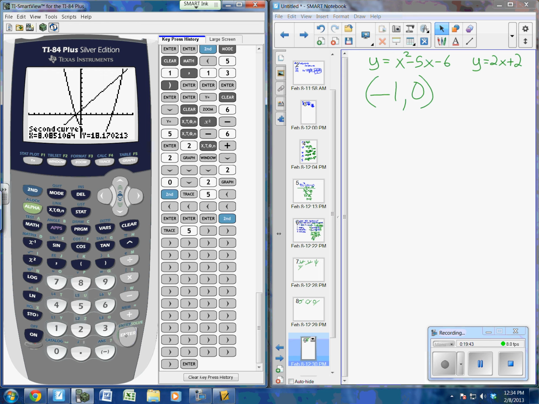Okay, so hit enter. Second curve, hit enter. And enter again. 8, 18. Is that what you guys all got? That is how you would use your calculator to find the answer.